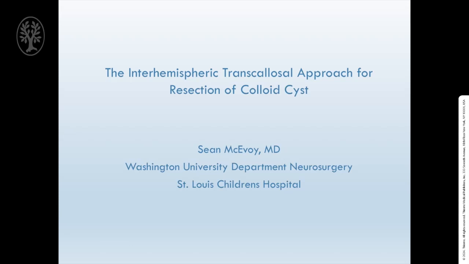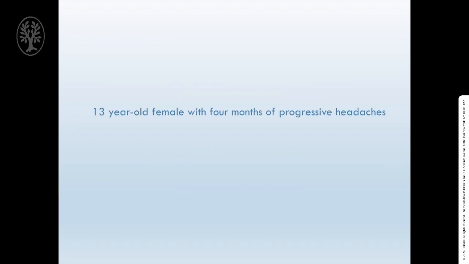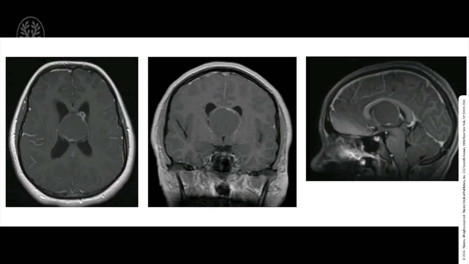Hello, thank you for letting me share with you this clinical vignette of a patient treated with a transcallosal interhemispheric approach for resection of a colloid cyst. The patient is a 13-year-old young woman who presented with 4 months of worsening headaches. Her MRI scan revealed obstructive hydrocephalus from a 3-centimeter cystic mass centered in the septum pellucidum with an enhancing nodule extending into the left lateral ventricle.